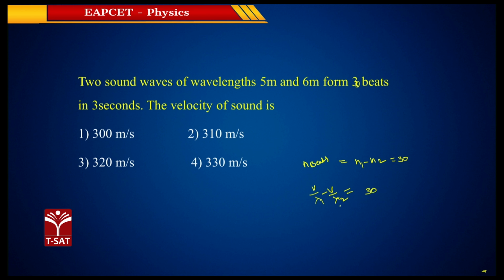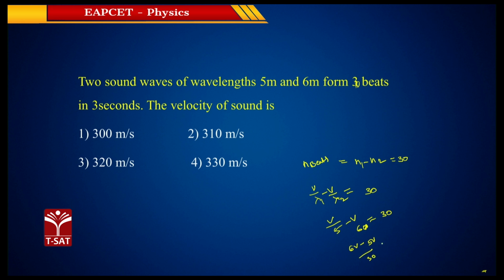Okay, you substitute the values. What are the values? v by 5 minus v by 6 is equal to 30. Suppose this is the 30. What happened here? This value is 6v minus 5v by 5 into 6, equal to 30.